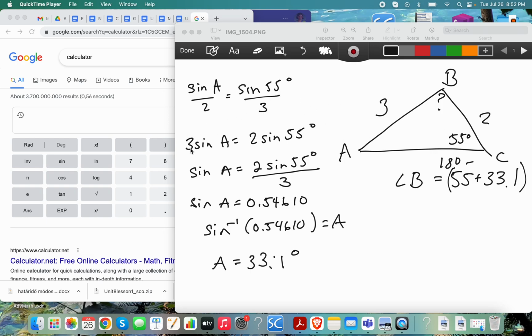And I just go ahead and simplify this by cross multiplying. 3 times the sine of A equals 2 times the sine of 55 degrees. Sine of A equals 2 sine 55 over 3. And what I think you're having difficulty with is the calculator.